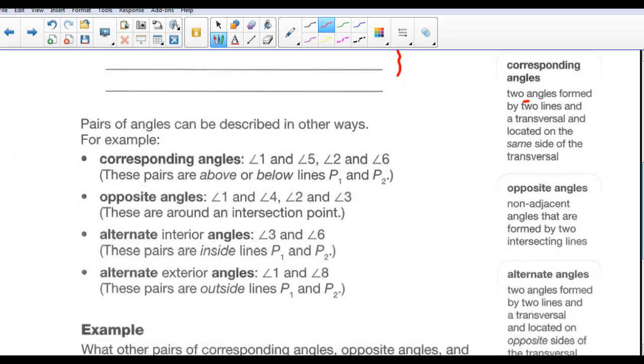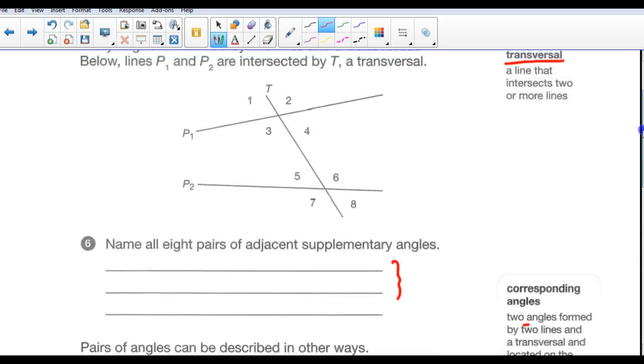Alternate interior angles, angle 3 and angle 6. Angle 3 and angle 6 are alternate interior angles. Interior means they're inside the lines, inside on this side of line P1 and this side of line P2, but they're opposite sides of the transversal, so angle 3 and angle 6 are alternate interior angles. We could also say that angle 4 and angle 5 are alternate interior angles.